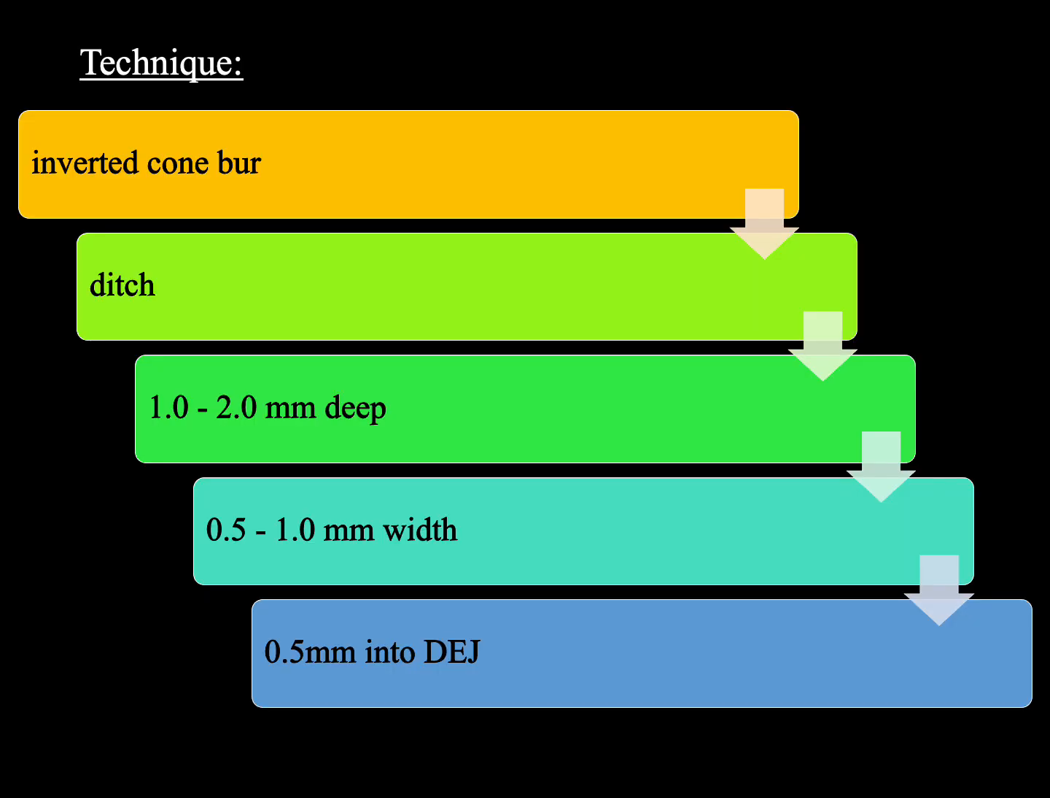The technique for amalgam pins is that you use an inverted cone bur and create a ditch cut. Followed by preparation of the ditch cut, you go to a depth of 1 to 2 mm and the width should be 0.5 to 1 mm. You need to keep in mind that the preparation should end 0.5 mm into the dentine. After preparing this, you use your universal Tofflemire matrix and then proceed with your silver amalgam restoration, condensing into the pin channels and also on the superficial area, followed by carving, burnishing, finishing and polishing.